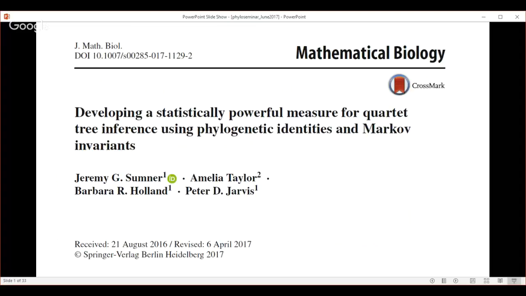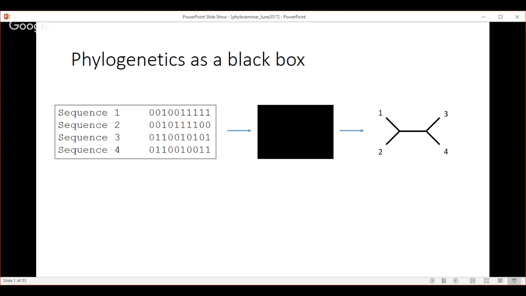And so basically what we are trying to do is combine the world of phylogenetic invariants, which in the title here we call phylogenetic identities, but basically the phylogenetic invariants that you've just been hearing about, with this other idea of Markov invariants. The picture that we're going to have in our mind throughout the talk is this idea of phylogenetics as some kind of a black box. On the left-hand side of the box, we have some sequence data, and we throw it into the box, and out the other side is going to pop some kind of a phylogenetic tree.